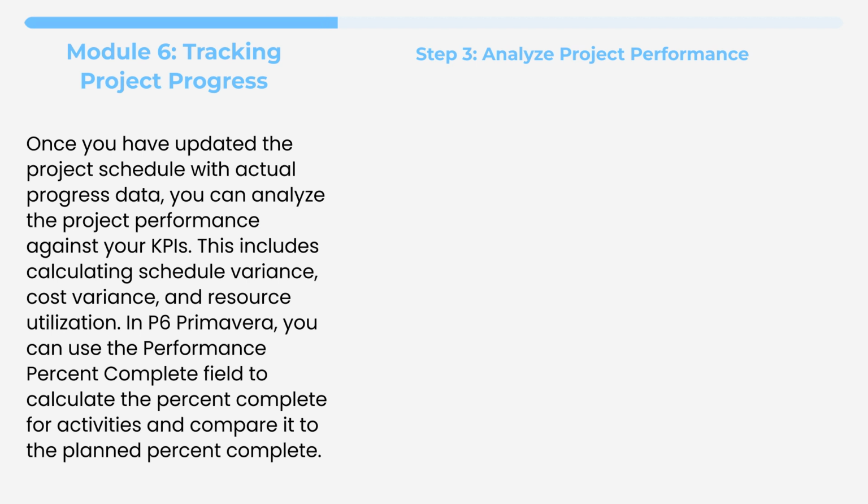your KPIs. This includes calculating schedule variance, cost variance, and resource utilization. In P6 Primavera, you can use the Performance % Complete field to calculate the % complete for activities and compare it to the planned % complete.